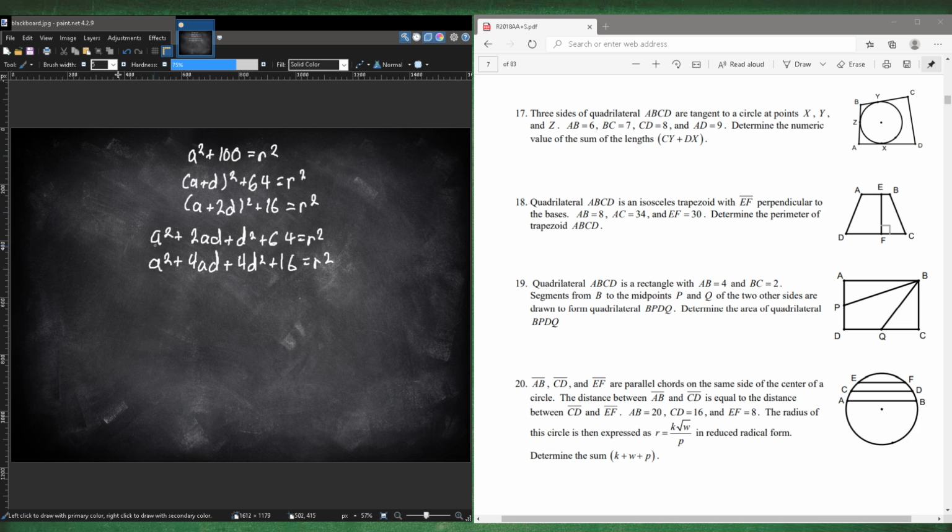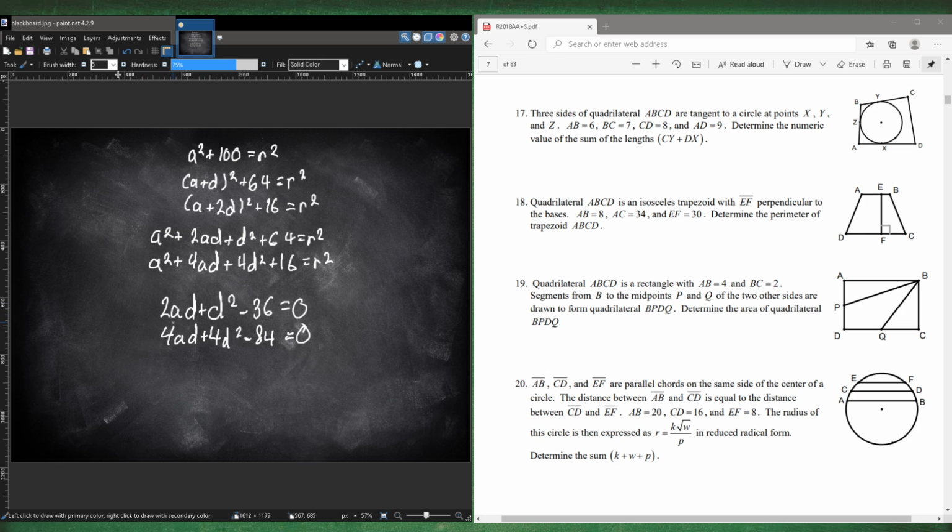So then the a squared cancel each other out. So then we have 2ad plus d squared. 100 minus 64 minus 100 is minus 36. And then r squared minus r squared equals 0. And the a squared minus the a squared, then we have 4ad and then our 4d squared. 16 minus 100 is minus 84. And r squared minus r squared equals 0.